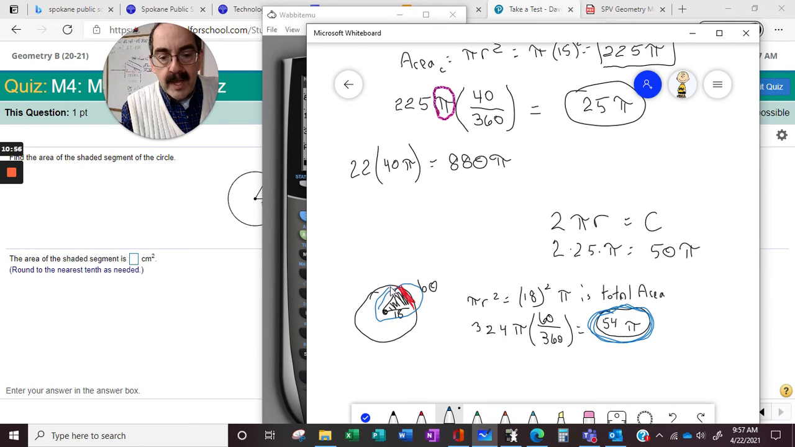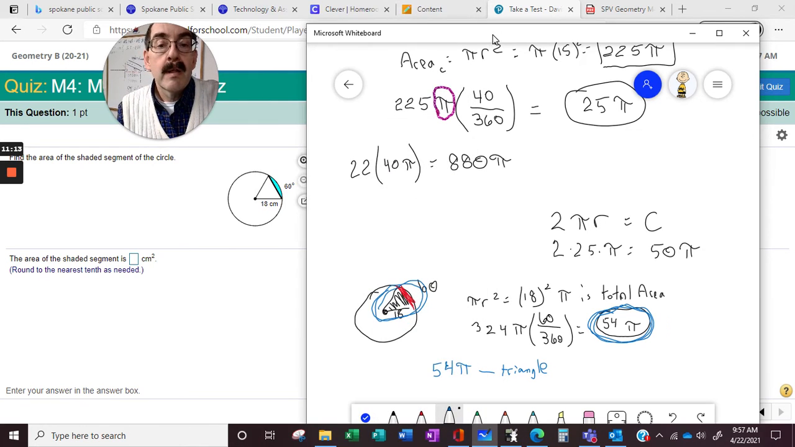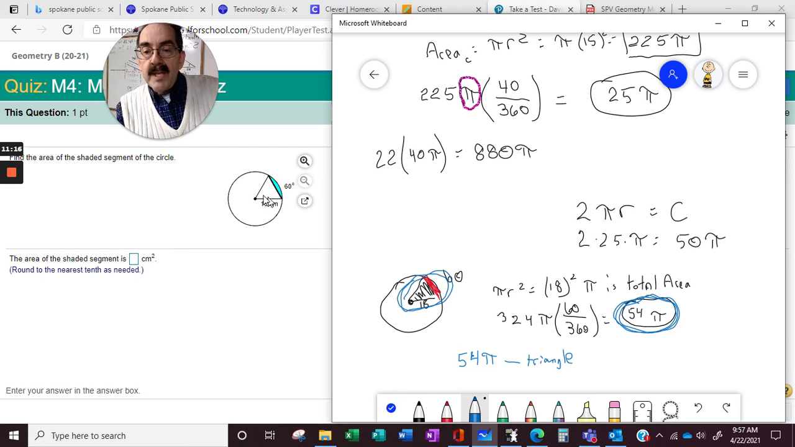That represents the whole thing. So now 54 pi minus the triangle. Huh? What are you talking about? Do you see how if we calculate the area of the triangle and subtract it from the 54 pi, we'd have the red piece? So now, area of a triangle.